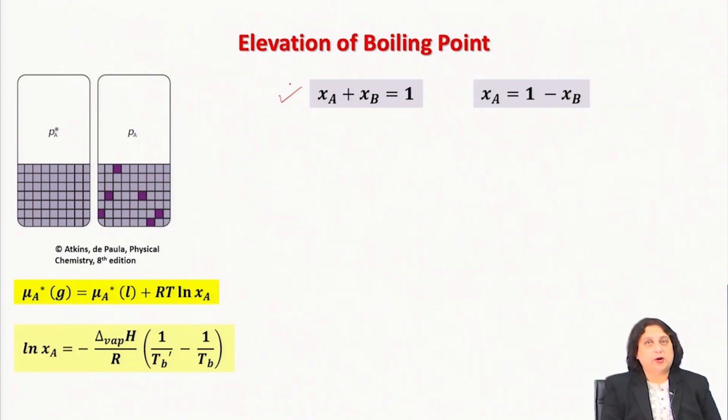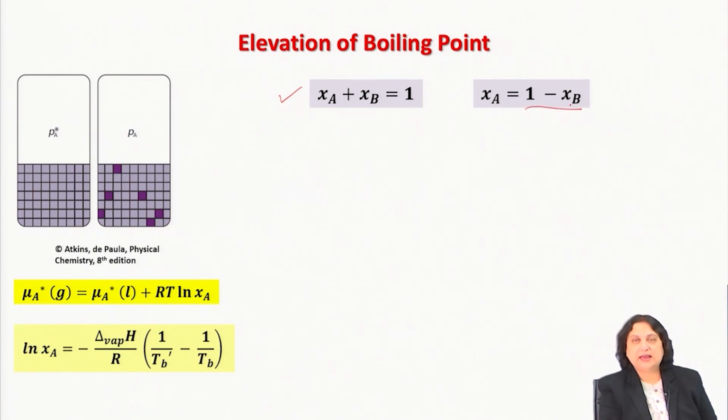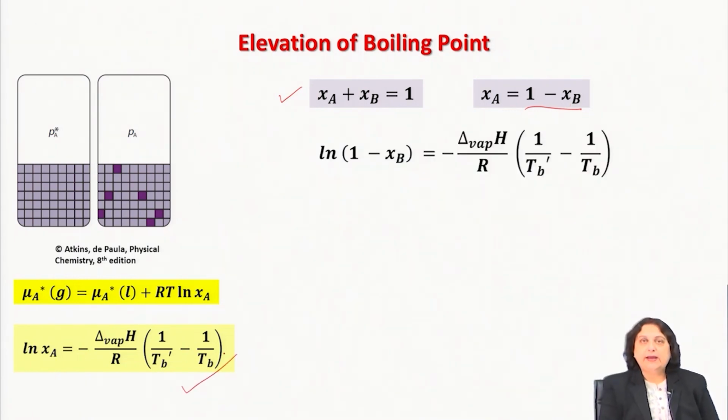And therefore, what I can do is write down Xa as 1 minus Xb. I'm going to use this expression and replace it here. And when I do this, what I write down is ln of 1 minus Xb, that is equal to whatever appeared on the right hand side.